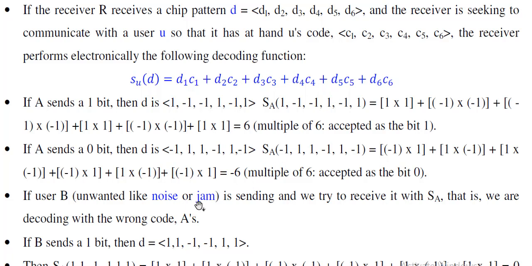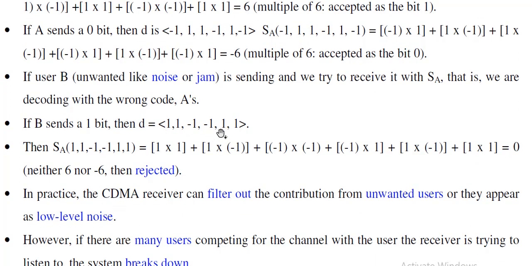Now, let's say we have a noise or a jam, and this jam or noise is represented by another user, let's say user B, who is trying to send a signal. The receiver is trying to receive from A, so it does not receive data only from A. This is the received data. This is the code of B. So B is sending to a receiver D, but D is expecting A.